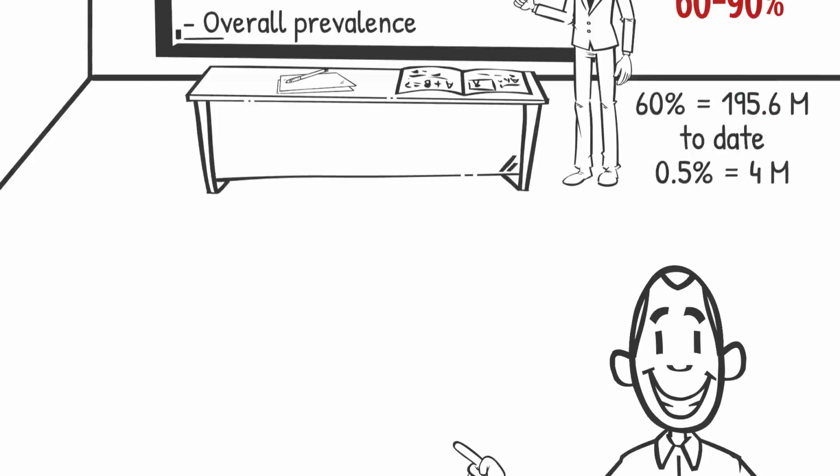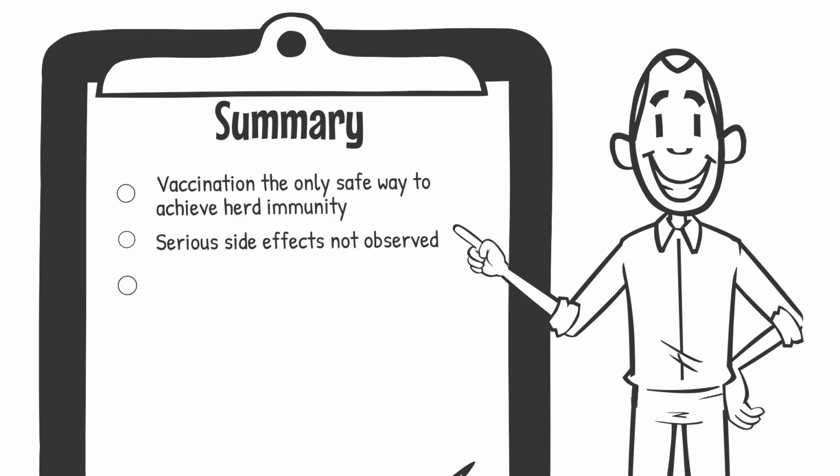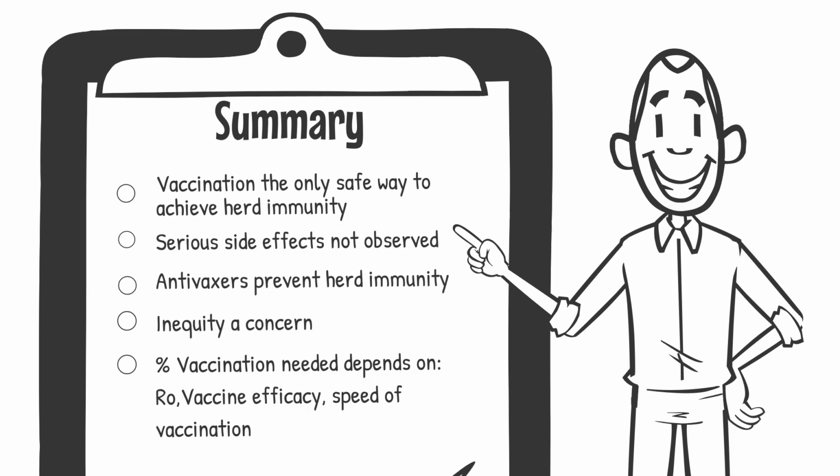To summarize, the only safe way to induce herd immunity is by vaccination. Serious side effects, such as an immune enhancement, have not been observed. Anti-vaxxers are a concern, and disinformation must be addressed. Inequity in the distribution of vaccines needs to be overcome. The ability to achieve herd immunity will depend on the R sub naught. The higher the R sub naught, the less effective the vaccination will be for stopping infection spread.